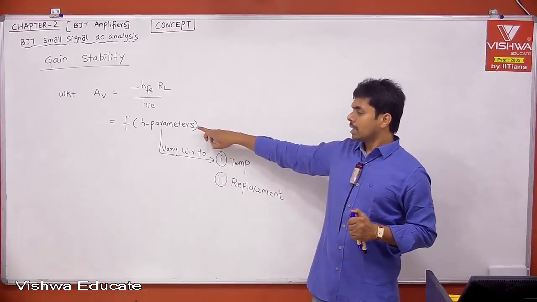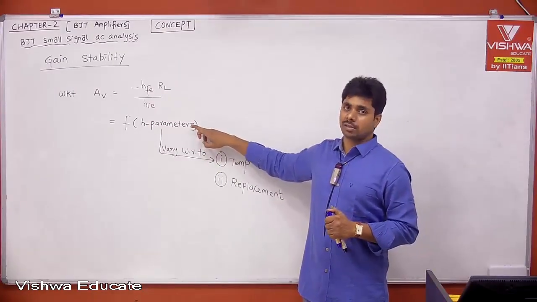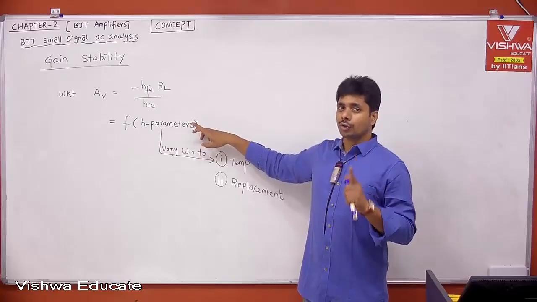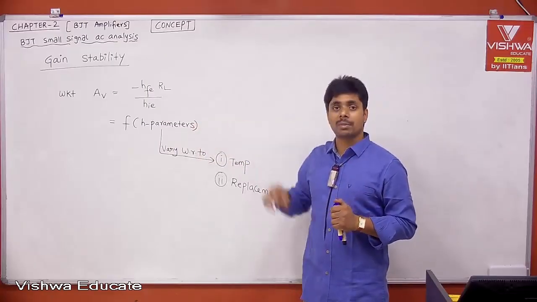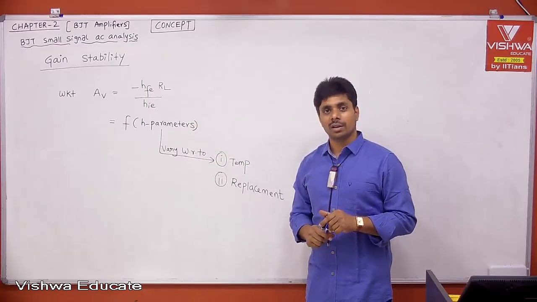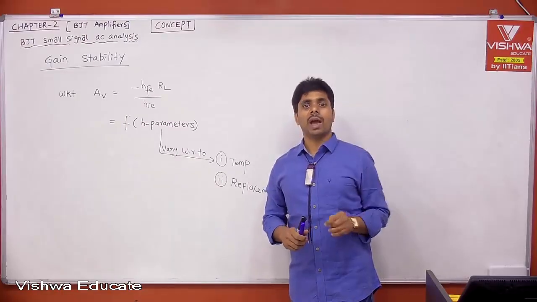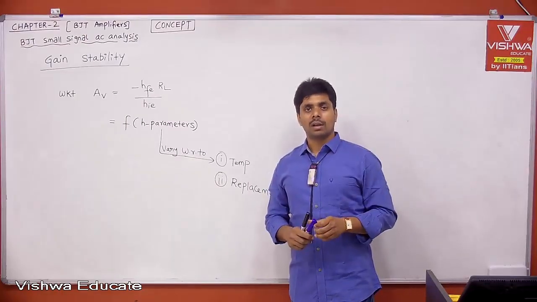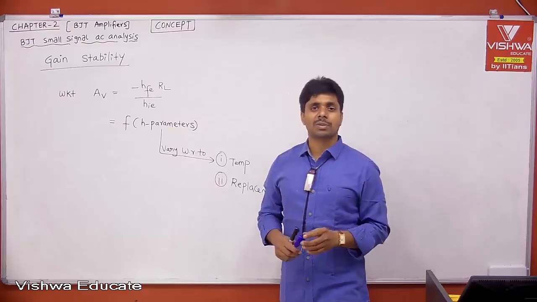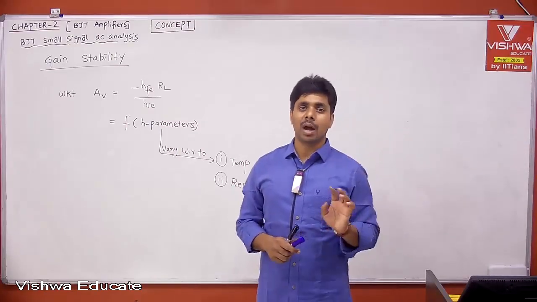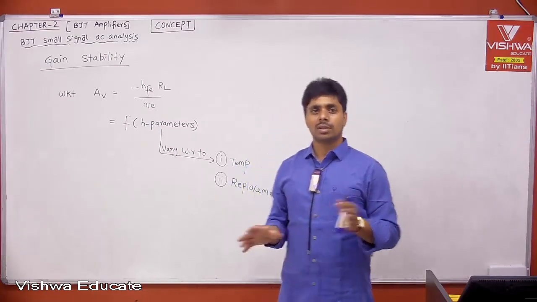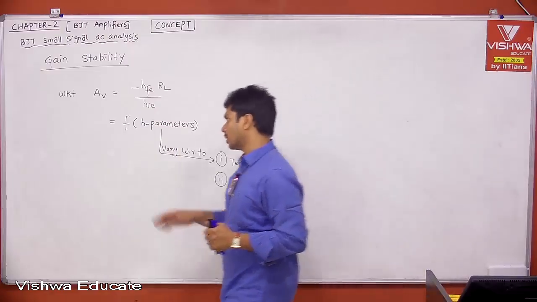No two transistors will have the same H parameters. That is the important point. No two transistors will have the same H parameters. What is the reason? I am not explaining why no two electrons have the same energy. For that we need the Bohr model, different concepts. We need quantum mechanics to explain that part, but I am not going into those details, which is not the scope of our subject.